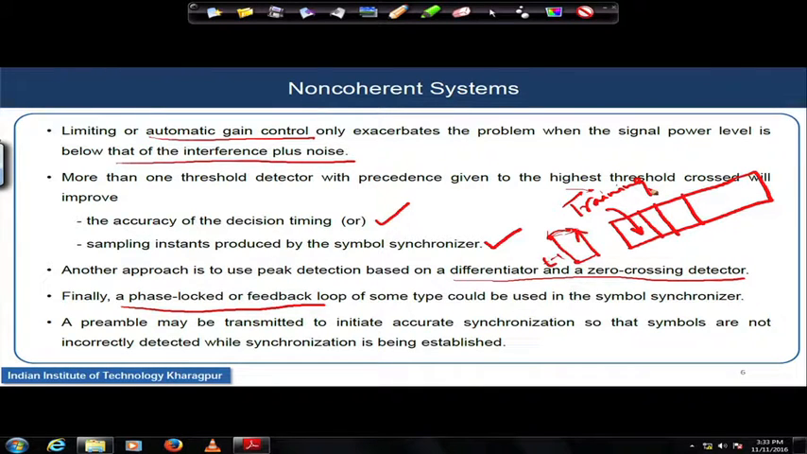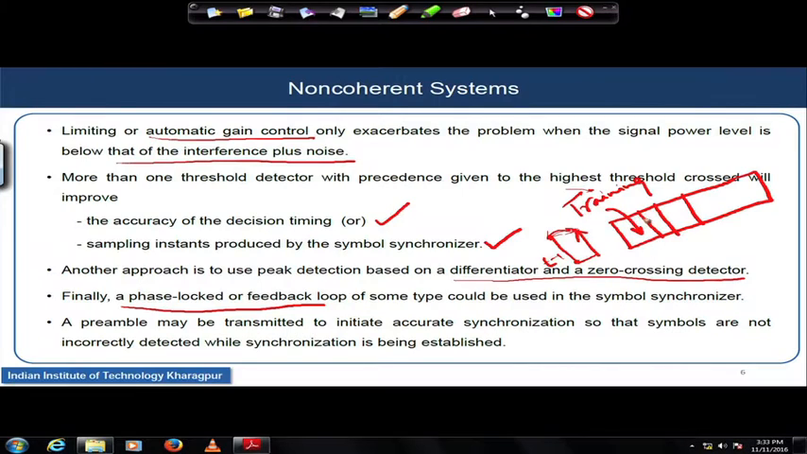Sometimes we prefer not to, but training based synchronization gives you high accuracy in the synchronization process. However, it is not spectrally efficient, because this is training data, not your useful data that you are transmitting, and this is a wastage of bandwidth in that sense. So it is not spectrally efficient, but accuracy wise this is the best way to proceed.